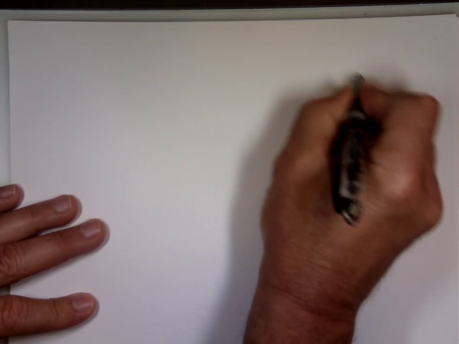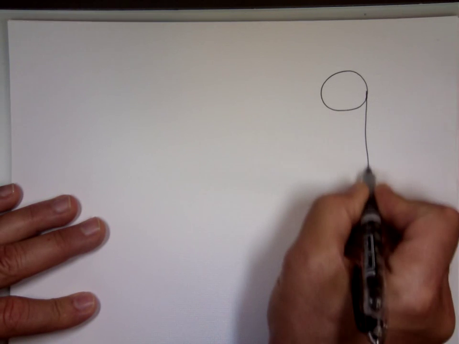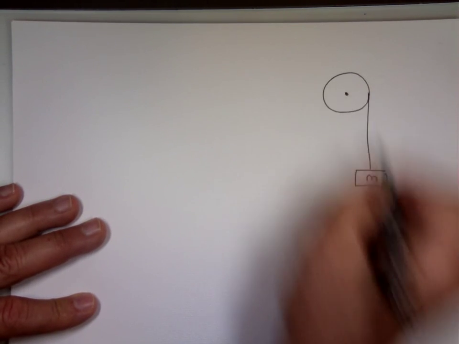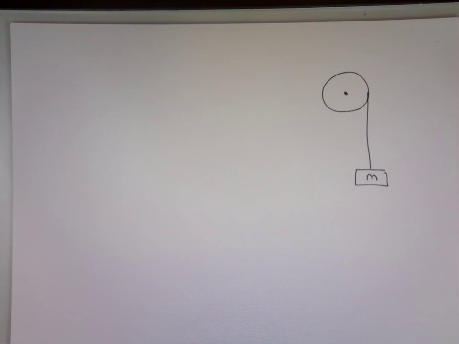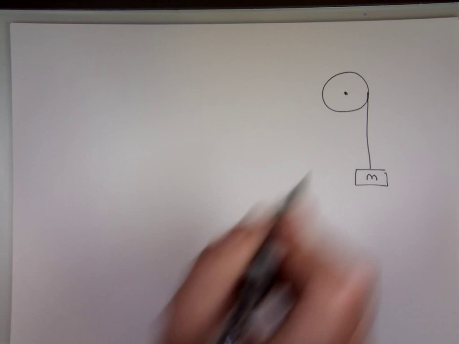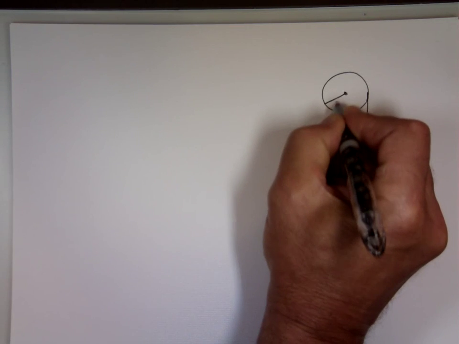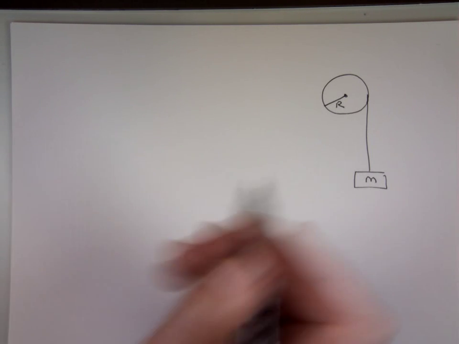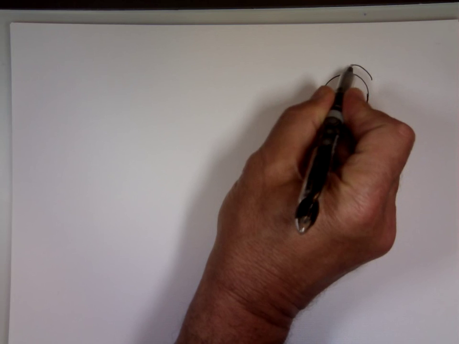So we have a block of mass M. This is the block of mass M attached by a rope to a pulley. We throw the rope on top of the pulley. The pulley actually has a radius R. In the past, we neglected that. We didn't care about the radius. And it was spinning in this direction with angular speed of w.